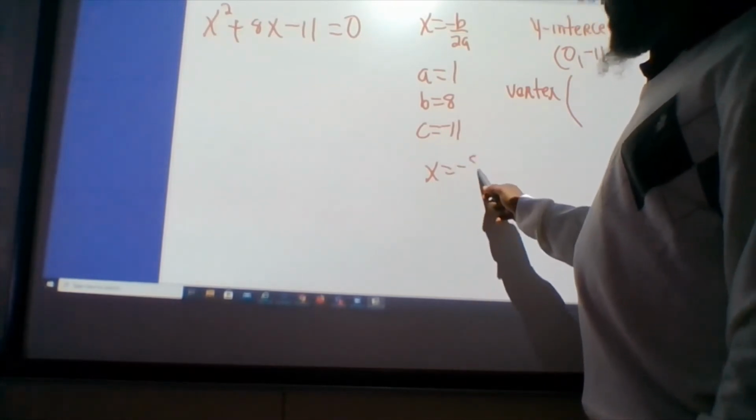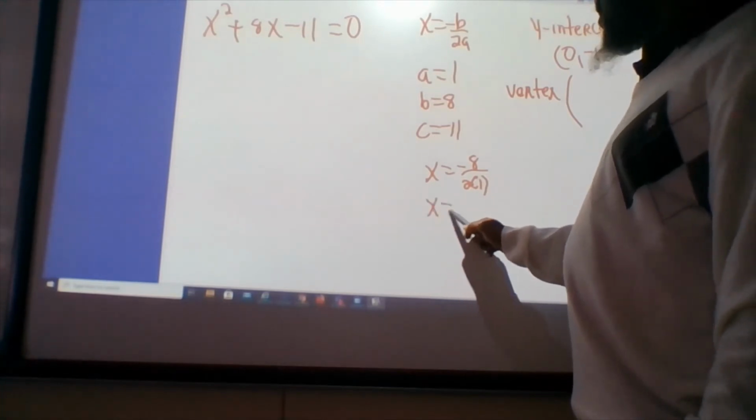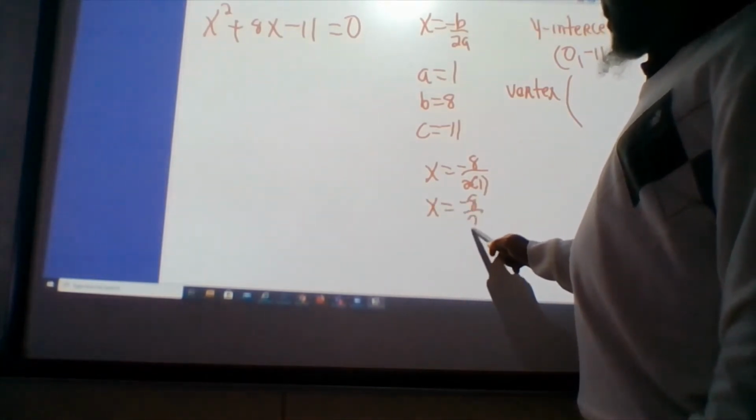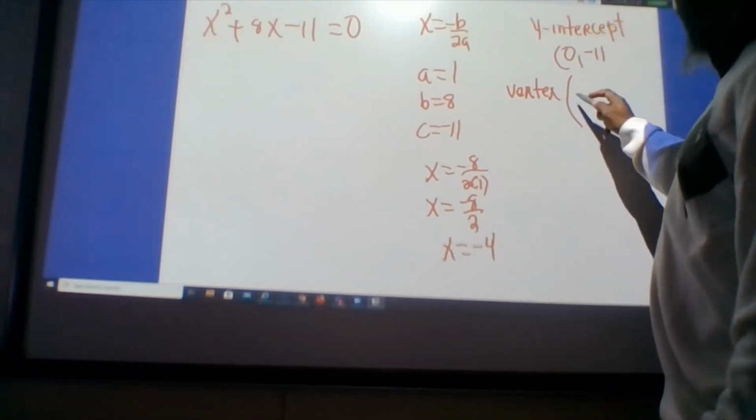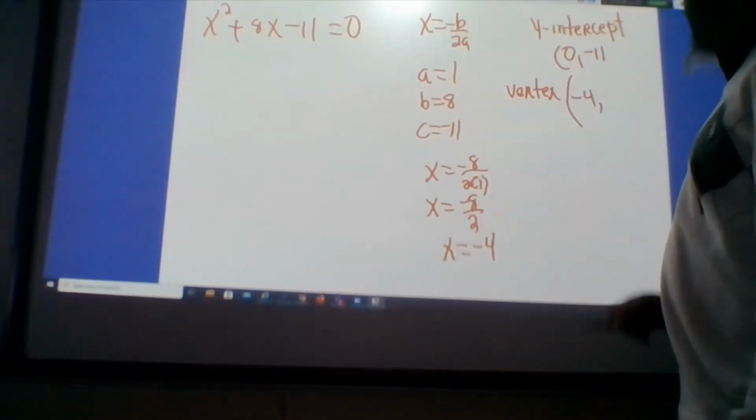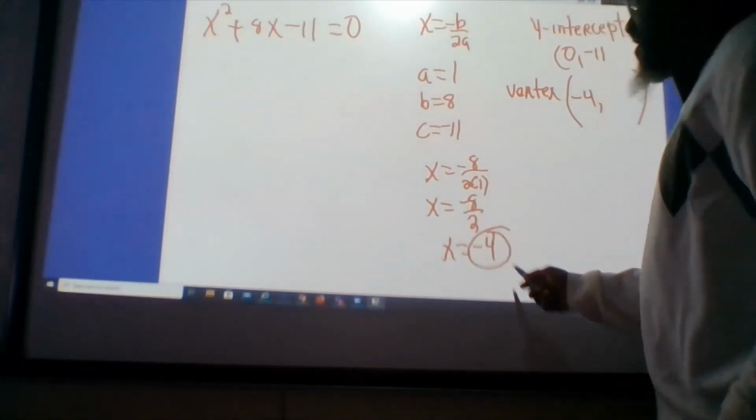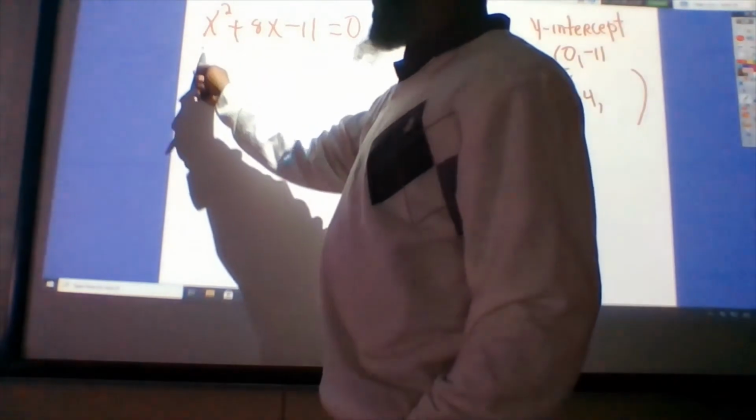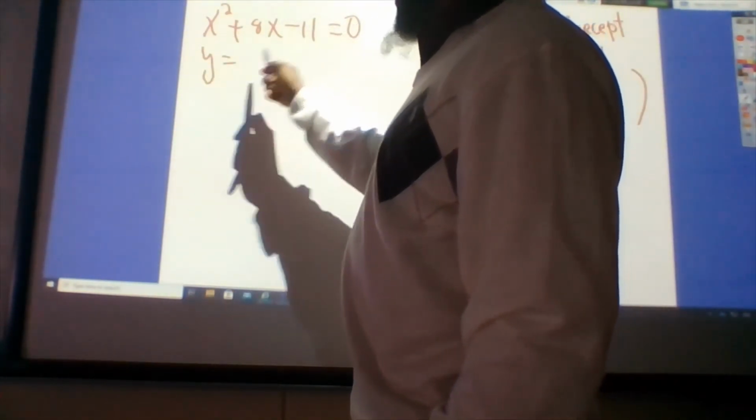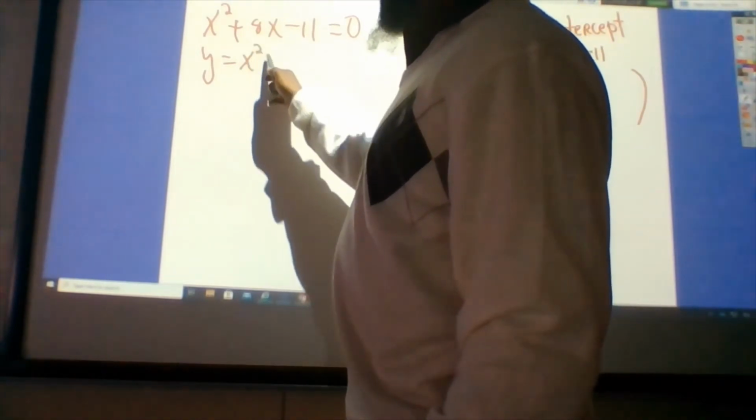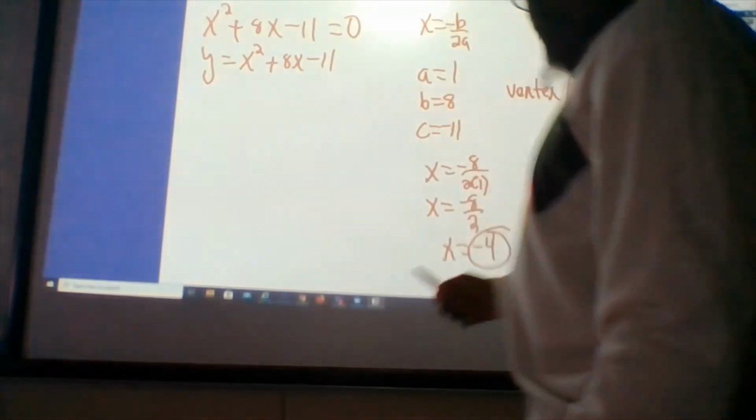Now I need to find my y-coordinate. In order to find my y-coordinate, I'm going to rewrite my equation as y equals, where the 0 was I have to replace it by y. My equation is x squared plus 8x minus 11. So I'm going to replace x with negative 4. Wherever I see x, I'm going to replace it, substitution. So I will have y equals negative 4 squared plus 8 times negative 4, take away 11.